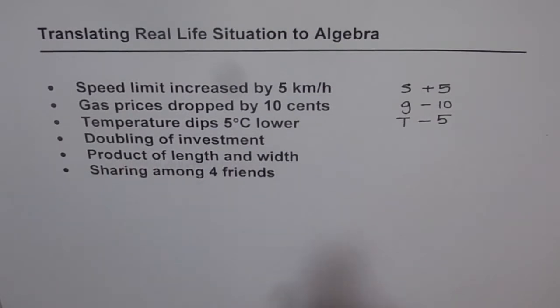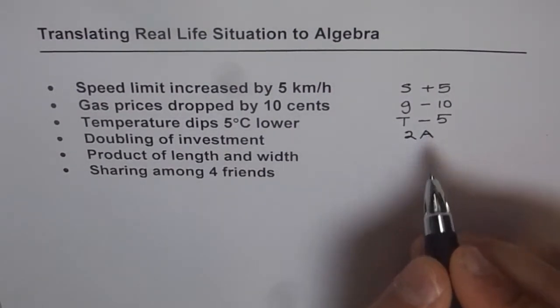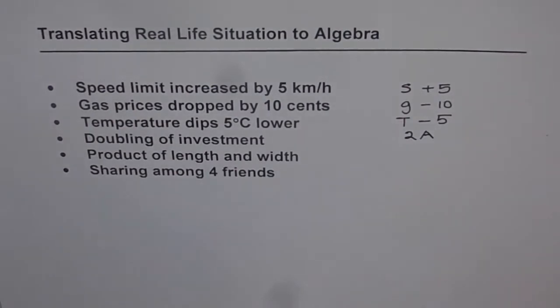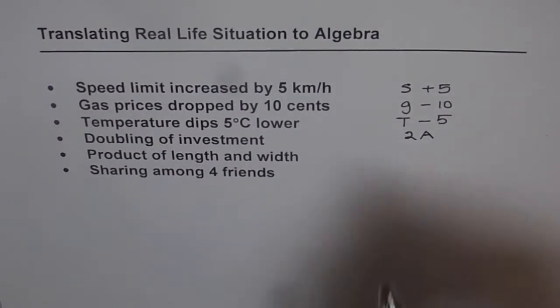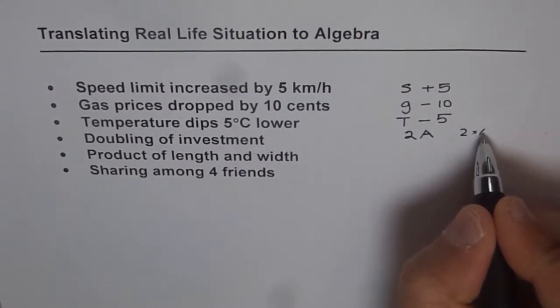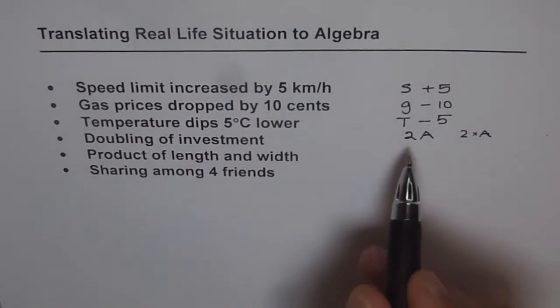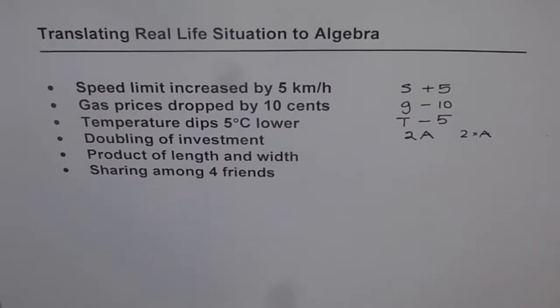Now here we have doubling of investment, right? We all are trying to do so. So let us say doubling means twice, right? So twice the amount A. So if initial investment is, let us say, A, then doubling will be 2 times A, right? So here we are not writing anything. We could have written this as 2 times A, but 2A is same as 2 times A. We prefer to write 2A. But in any case, another real life situation has been now written as an algebraic expression, correct? Mathematical in nature, which we can manipulate and work with.